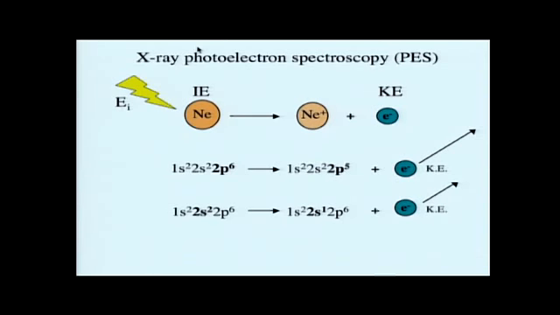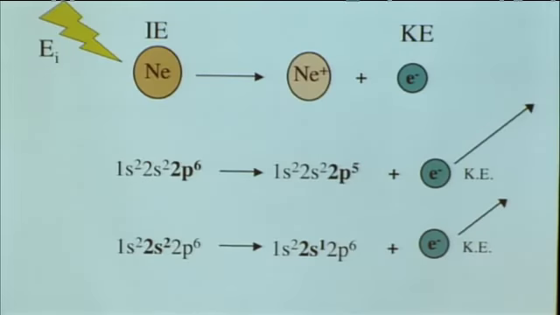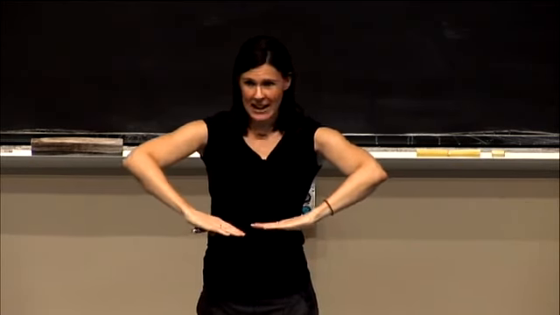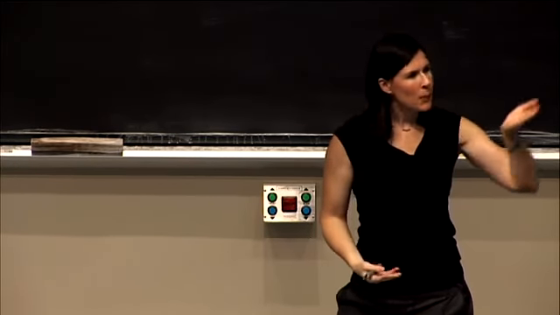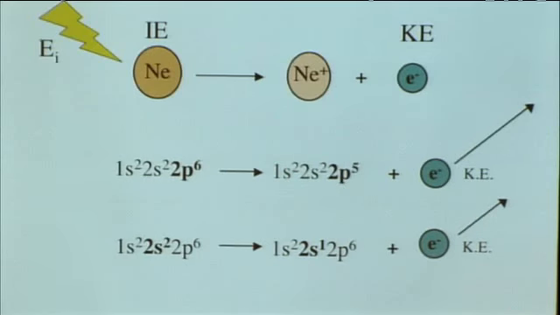We could also think about ejecting an electron from the 2s orbital. Now this, of course, is going to take more energy because the 2s is lower. It has a more negative binding energy than the 2p. But that's OK as long as we put in enough energy. But what we're going to find is the kinetic energy coming out with the electron is actually going to be a little bit less, right? Because we had to use up more energy to eject the electron, so we don't have as much left over.